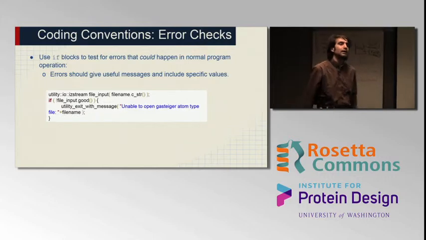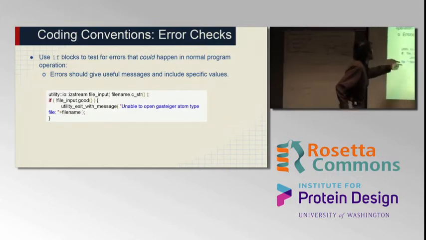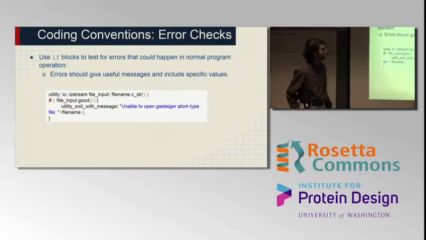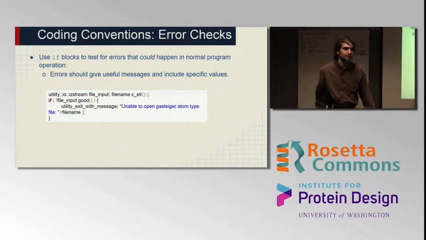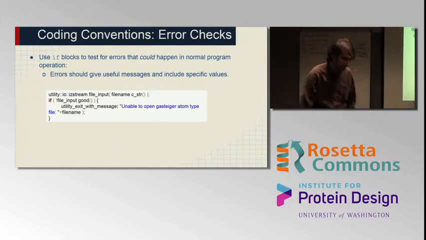An alternative way of exiting with an error message is this macro in Rosetta, utility exit with message. So you could use a regular if statement, and if the condition is not satisfied, you can print out that message.